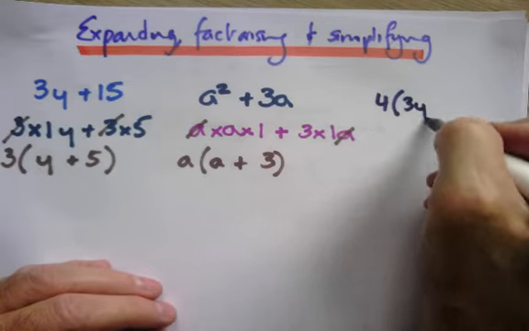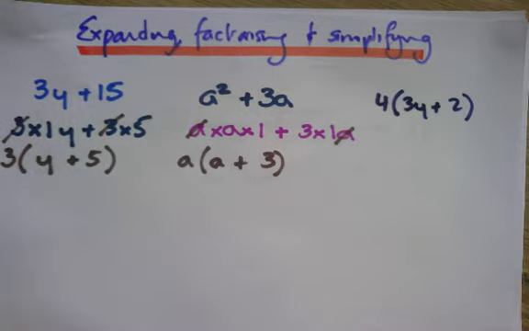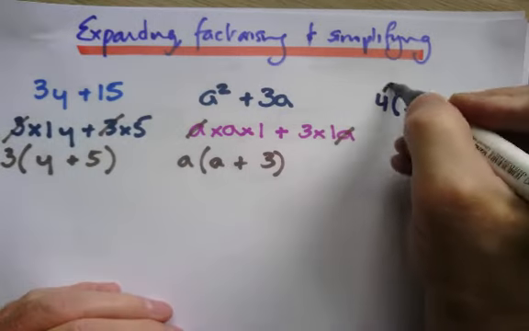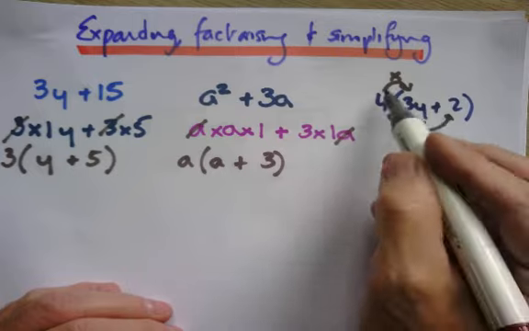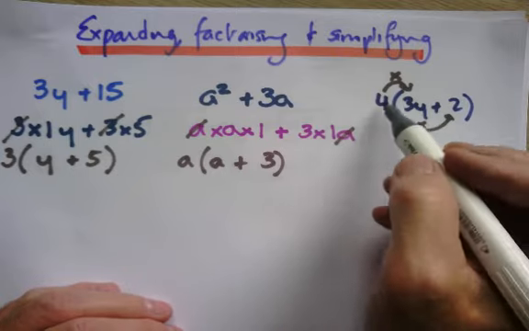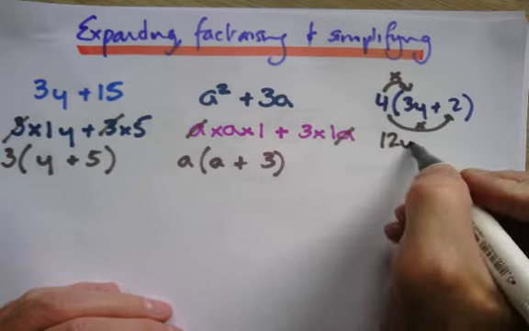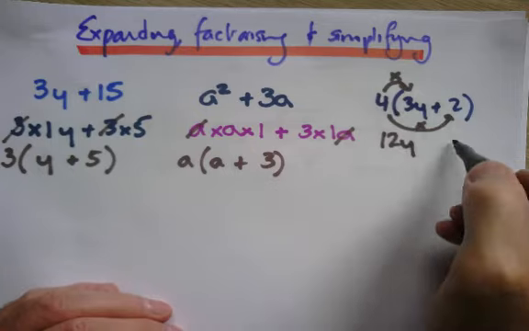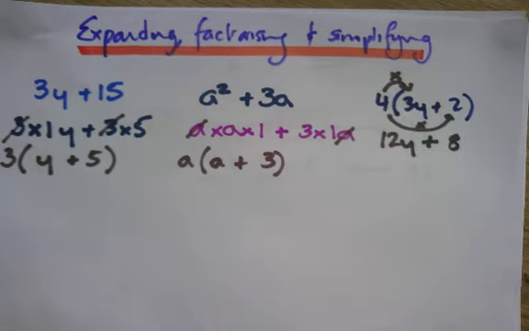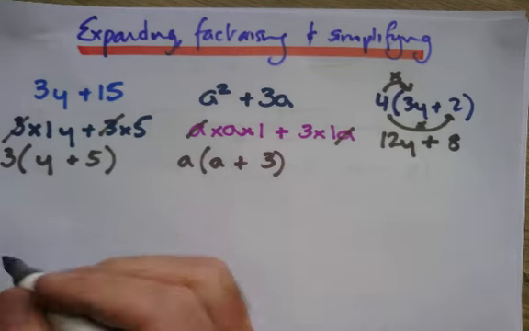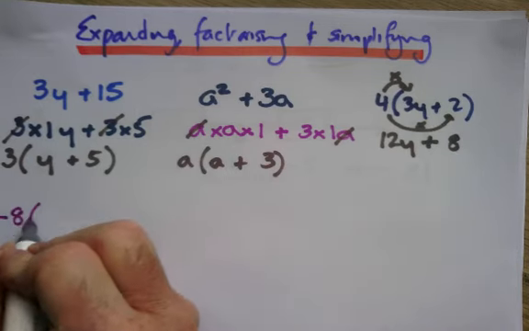So here, the way I do this is I have what I call multiplication arms. So it's that times that and that times that. So these are multiplication arms. 4 lots of 3y, 12y. 4 lots of 2 is 8, and I'm adding. So that's how you do the expansion. Let's look at some other questions.